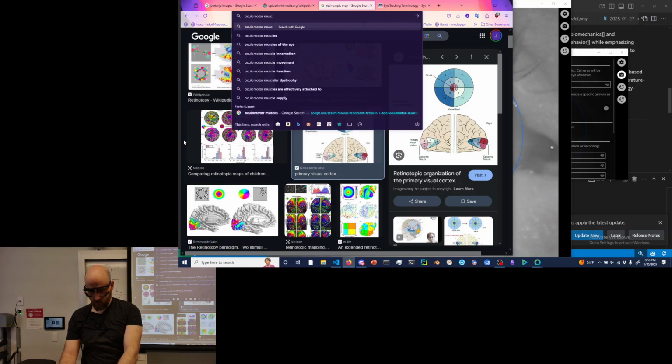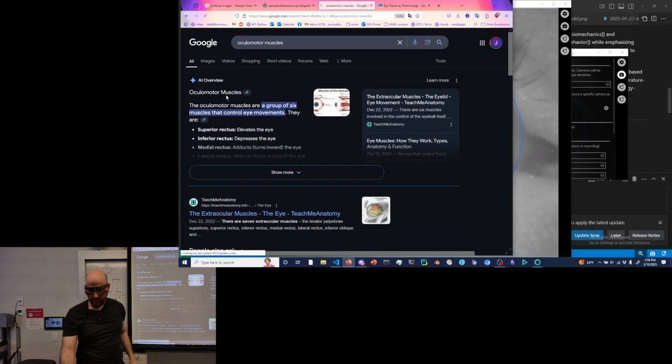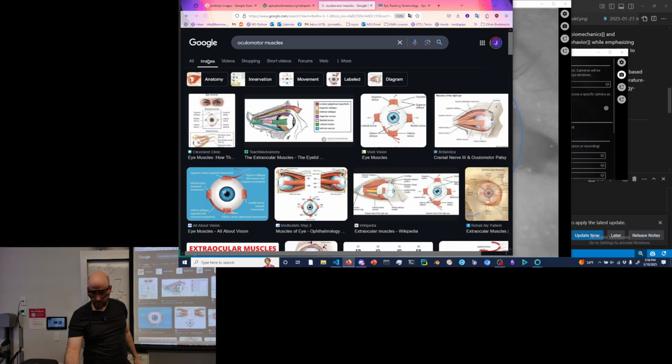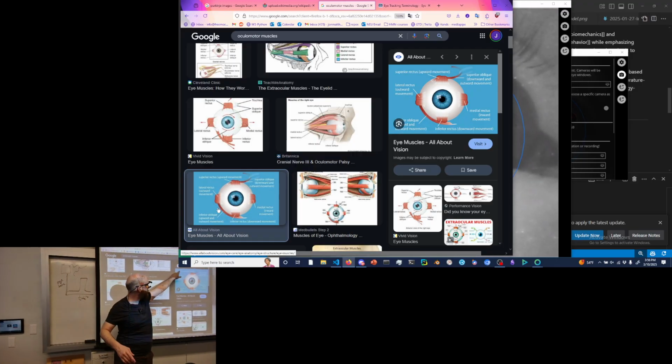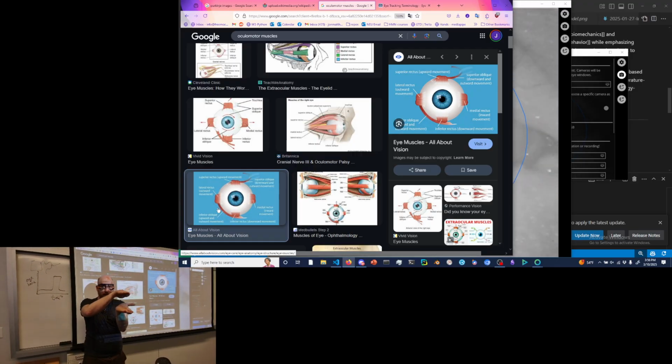Oculomotor muscles. Your eyes have this kind of gimbal shape where they have two muscles that control the upward-downward movement, two muscles that control the side-to-side movements, and then two weird ones on the top that control torsion, which is the rotation around the visual axis.